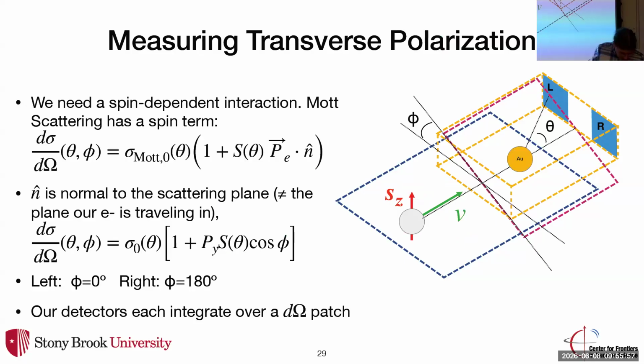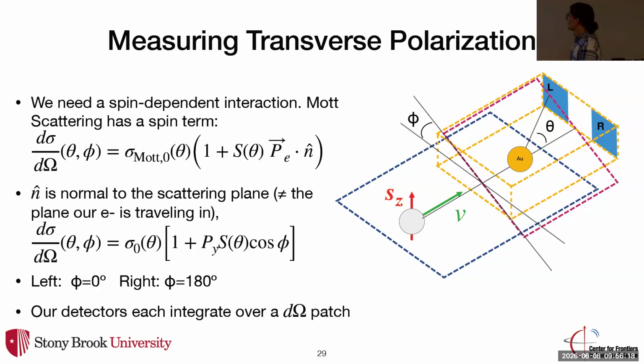Mott scattering is electron scattering off of a nucleus, and there is a spin-orbit coupling if your electron is polarized, which means that for a polarized Mott scattering, you have the unpolarized Mott term times this correction factor. And this correction factor has the polarization vector of the electron times the normal vector.